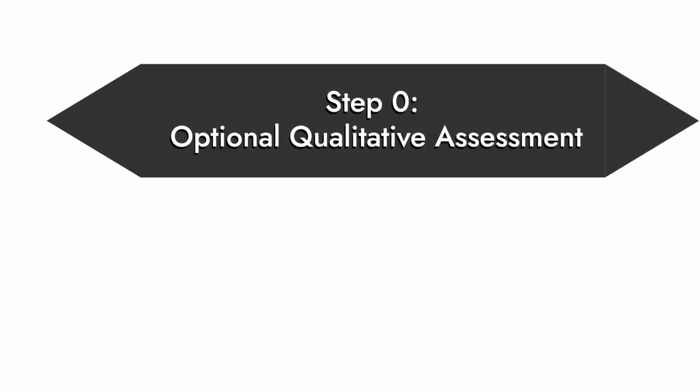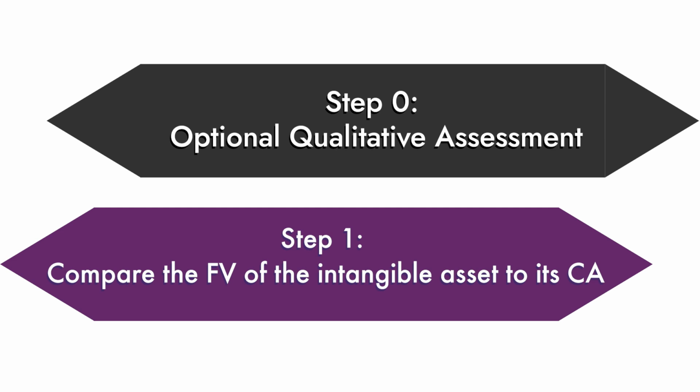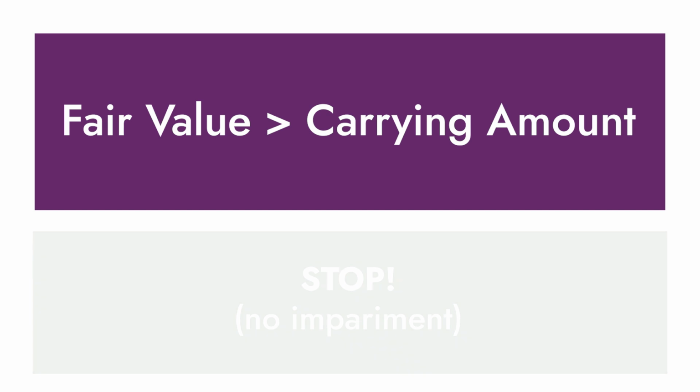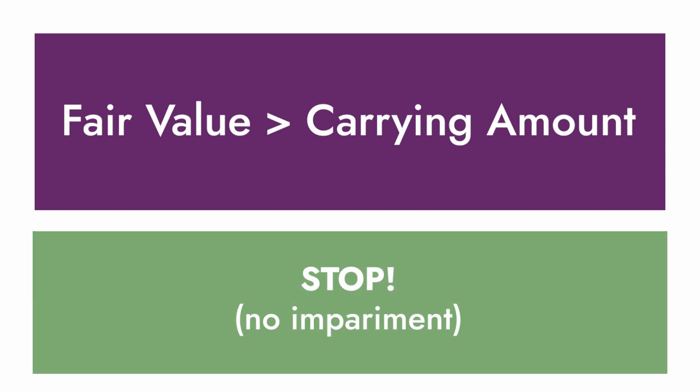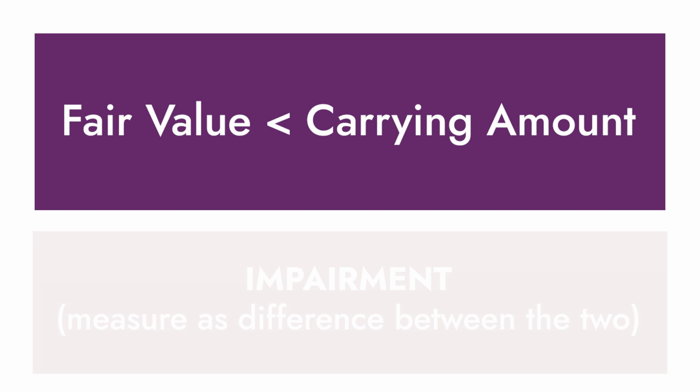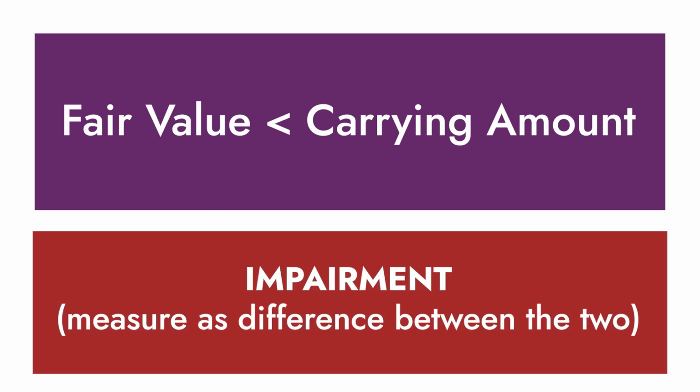Now, this 1-step quantitative test entails taking the fair value of the indefinite-lived intangible asset and comparing that to its carrying amount. If the fair value is greater than the carrying amount, no impairment, you're done. But if that fair value is less than the carrying amount, the difference between those two represents your impairment amount. Recognize it, write the asset down to its fair value.